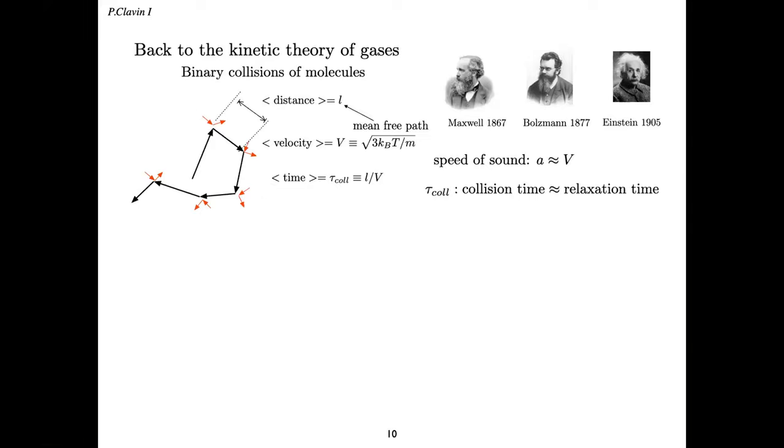So you have the mean time between two collisions, which is the ratio of the mean free path divided by the propagation velocity. And this is typically, I will tell you, at ordinary conditions, close to a nanosecond.